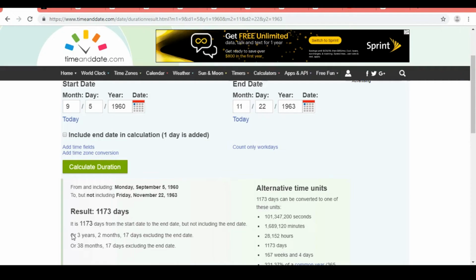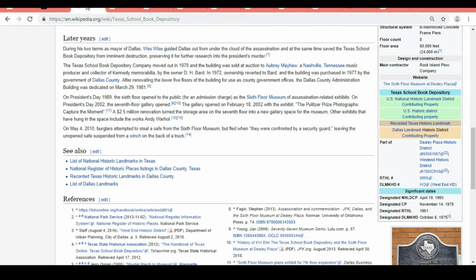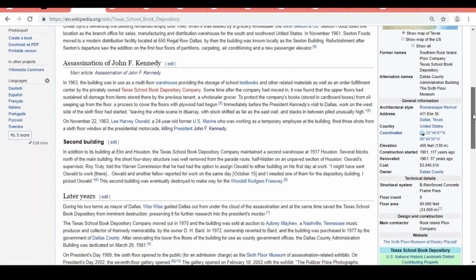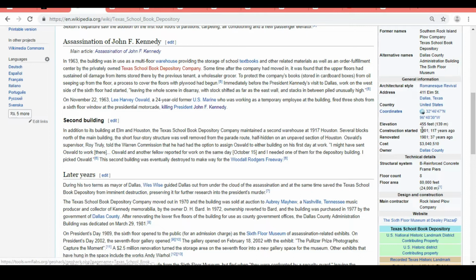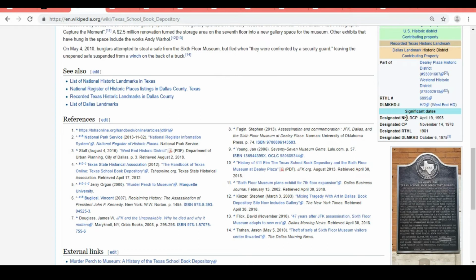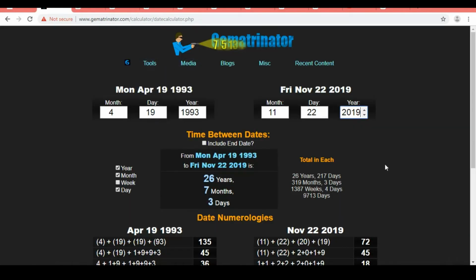And another part of this ritual for the Great Pyramid, I first learned about this from the Matthew Nicholson channel. I'll leave a link in the description for his channel. But supposedly, or the story that we're told, is that Lee Harvey Oswald assassinated JFK from the 6th floor of the Texas School Book Depository. And this building is built on an elevation of 455 feet, which is a reference to the Great Pyramid. And you can see here also, this building was added to the National Historic Landmark District on April 19th, 1993.